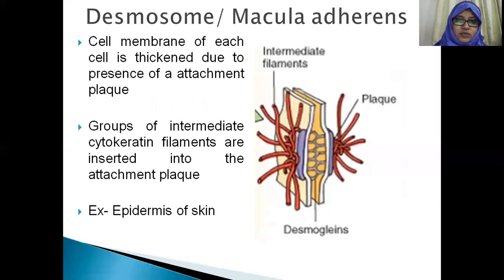Now, desmosome or macula adherens. The cell membrane of each cell is thickened due to the presence of an attachment plaque. Groups of intermediate cytokeratin filaments are inserted into the attachment plaque. In this figure, we can see this blue color. This is an attachment plaque, and these are intermediate filaments which are attached to this attachment plaque. This type of junction we can see in the epidermis of skin.